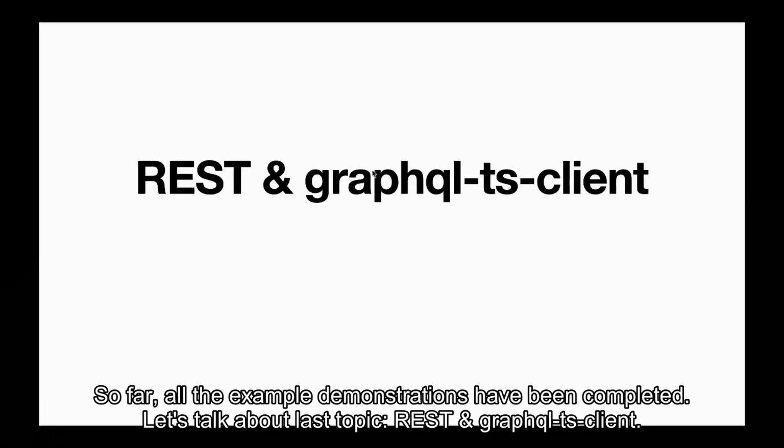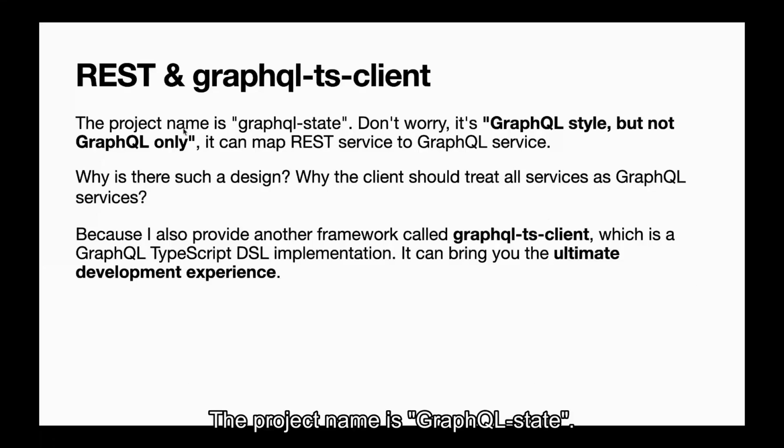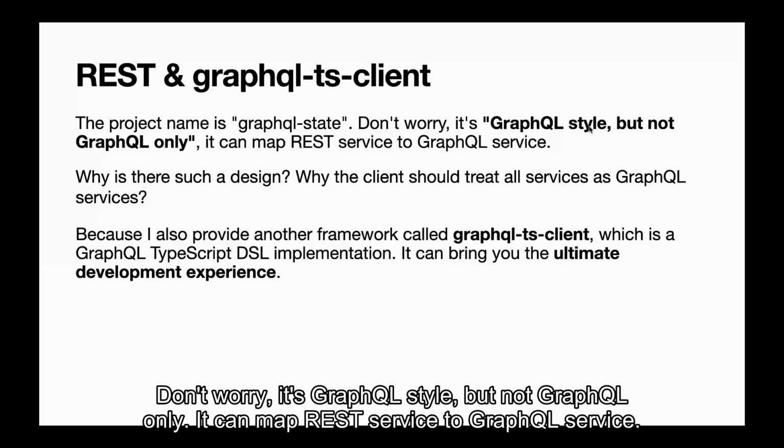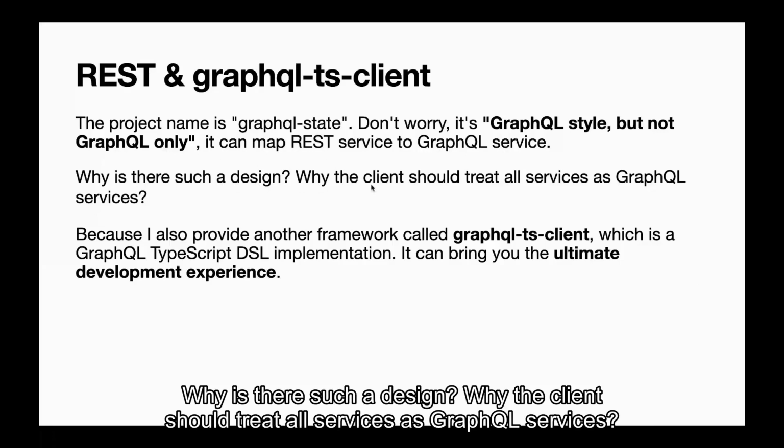So far, all the example demonstrations have been completed. Let's talk about the last topic, REST and GraphQL-client. The project name is GraphQL-state. Don't worry, it's GraphQL style, but not GraphQL only. It can map REST service to GraphQL service. Why is there such a design? Why should the client treat all services as GraphQL services?